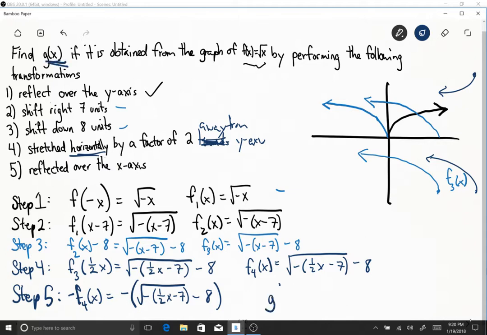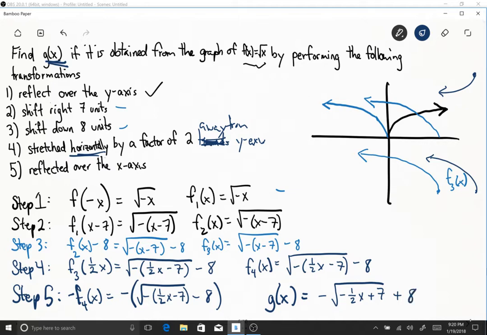So g of x equals negative, and I'll actually distribute it this time. So square root of negative 1/2 x, and notice I dropped the parentheses, so I'll make that a plus 7. And then minus a minus 8 makes a plus 8. Or you could leave it in the parentheses. That works out as well too.